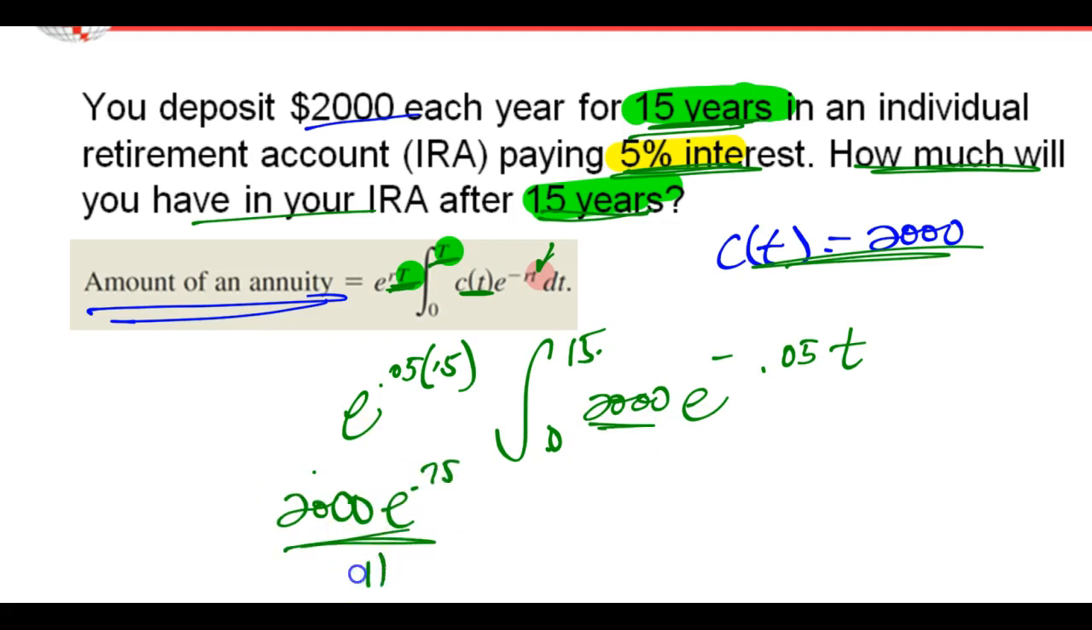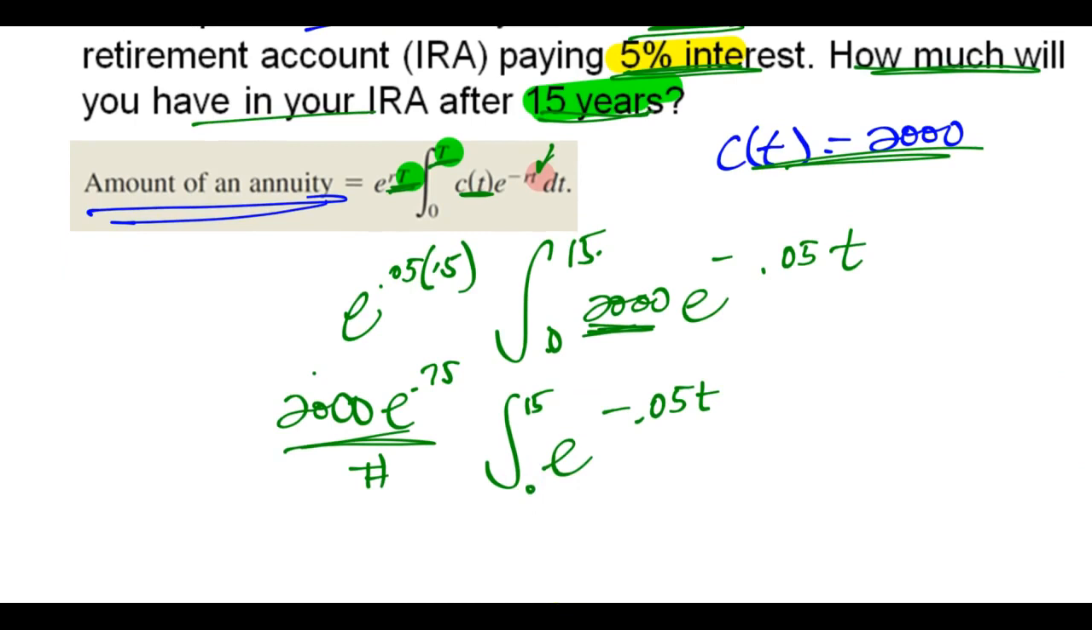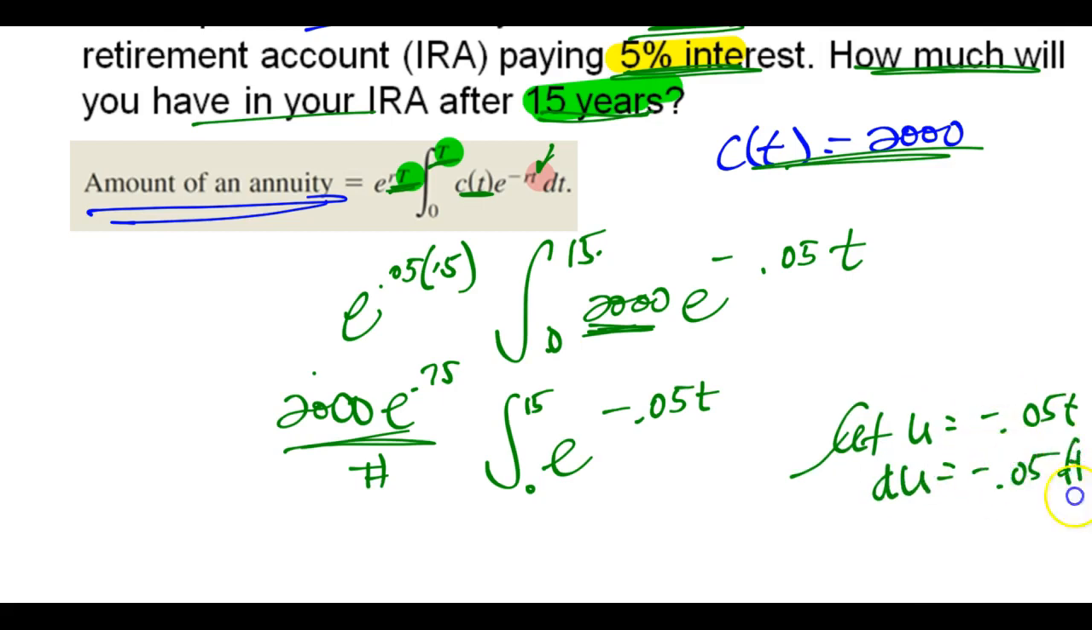This is just some number. And then I'm going to integrate. The 2,000 got popped out. E to the negative 0.05 t, and then evaluate that between 0 and 15. So the integral of e to the negative, well, I don't have to, but it's easiest to think about a u sub: u equals negative 0.05 t, and then du says negative 0.05 dt. Divide both sides by negative 0.05.